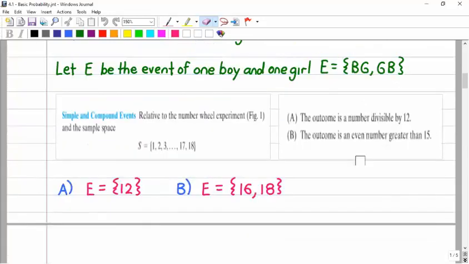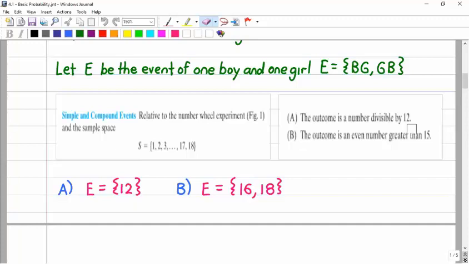Now here's another one. E is just a letter; you can really use any letter you want. It doesn't matter that much, but S is pretty much reserved for sample space. To define an event, you're not alphabet restricted, except not S. Here's one: we have a number wheel with numbers 1 through 18, and one outcome, a number divisible by 12. Out of those first 18 numbers, the only number divisible by 12 is 12 itself.